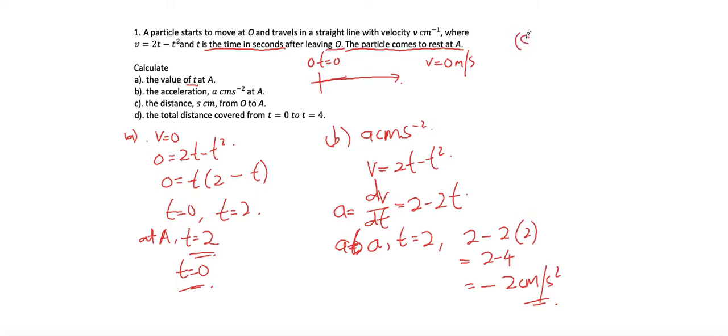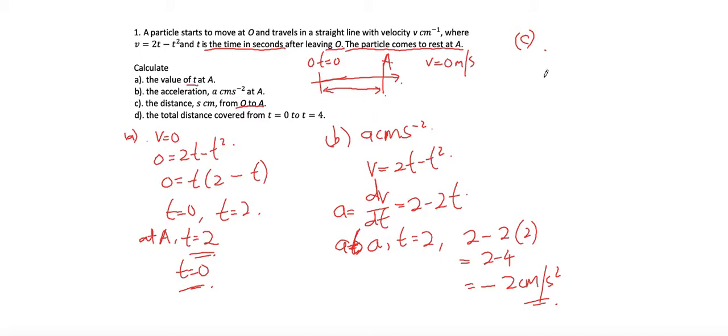And part C, the distance s cm from O to A. So O is the starting point, and A is another place. Basically from O it goes to A and then it slowly stops, that's why v = 0. So this question, what is the distance between O and A? That's what they want.